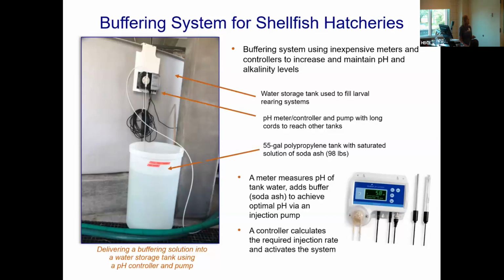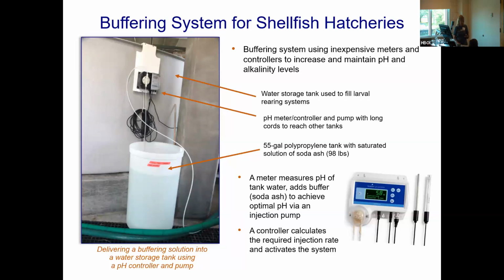And adjacent to that is a 55-gallon tank that contains a saturated solution of soda ash, which is not exactly baking soda, but a similar chemical compound. The brains of this operation is the meter, which measures pH of tank water, adds buffer, in this case soda ash, to achieve an optimal pH via an injection pump. And then the controller calculates the required injection rate and activates the system.